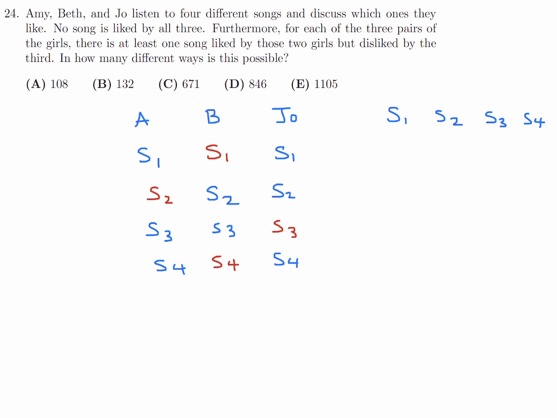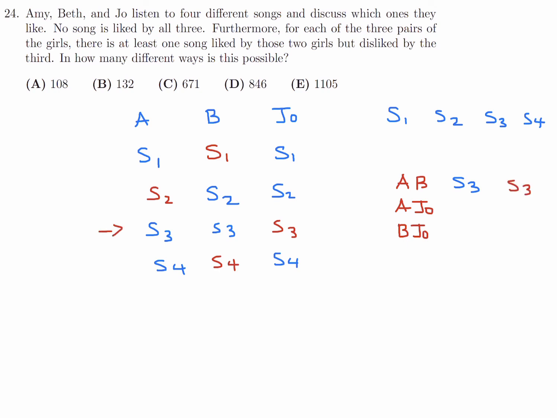And now we have to talk about the second part of the question, which is the pairs of the girls. So what pairs are there? There's AB, there's AJ, and then there's B and Joe, right? Those 3 pairs, there's at least one song liked by those 2 girls, but disliked by the 3rd. Okay, so let's talk about that. For AB, which is the song that both of them like? Well, A and B both like S3. S3 was the one that both of them liked. And was it disliked by Joe? Yes, it was. So as you can see, that matches.